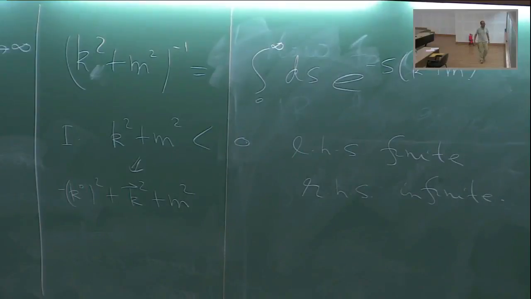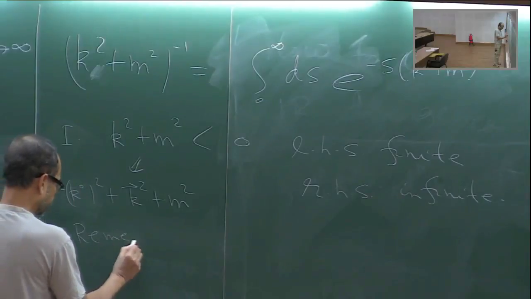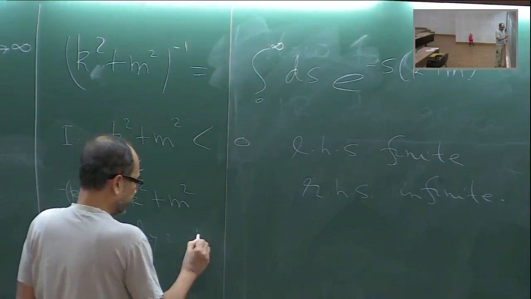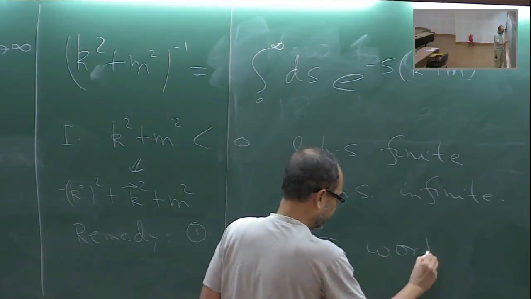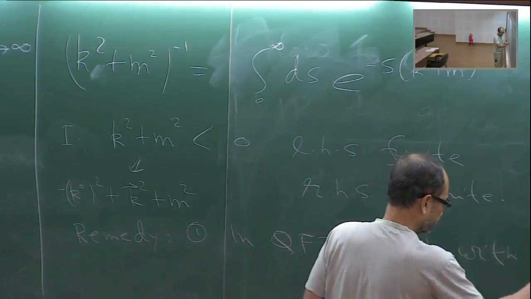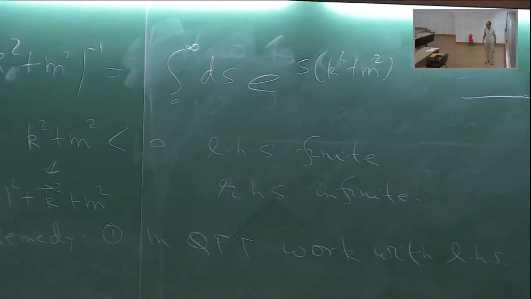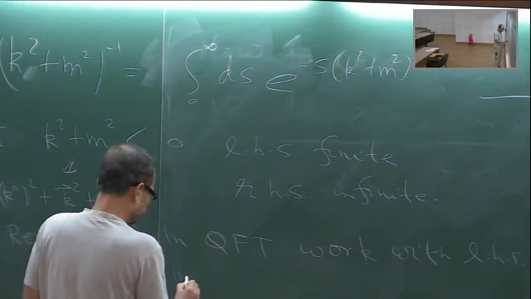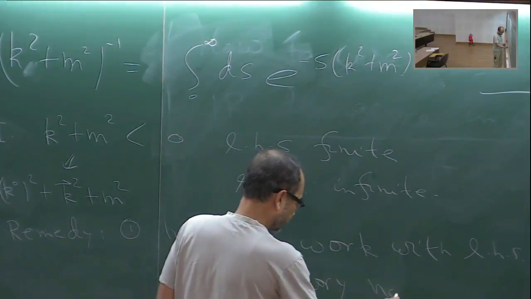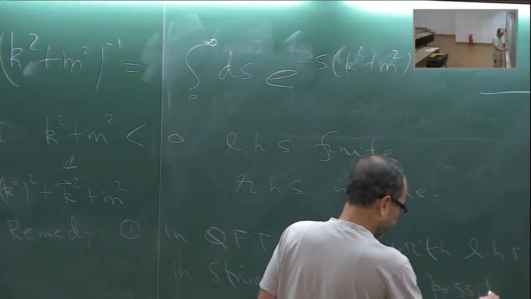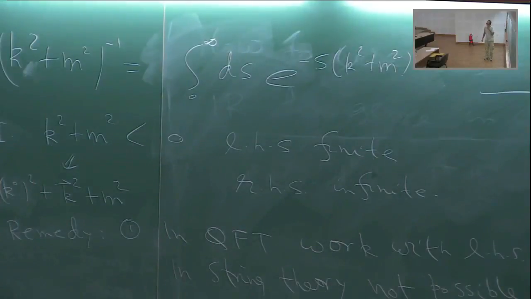Okay, so in quantum field theory, there is a remedy for this. In QFT, we can work with the left hand side. We don't just use the Schwinger parameter representation, right? We can choose to work with the left hand side. But in string theory, it is not possible, at least not in the naive string worldsheet description, because there is no analog of the left hand side. There you get the result in terms of the Schwinger parameter representation.